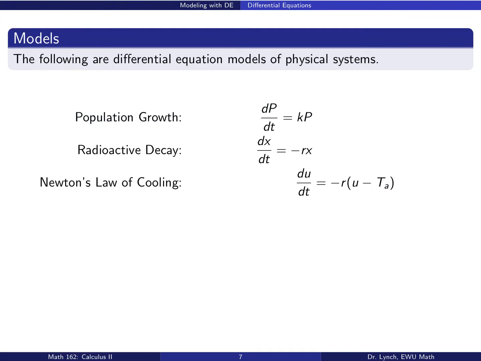Okay, sort of a summary of those three models. And again, here we see the unknown function having dependence on the independent variable implied, right? So in this first model, P of t is the unknown function. In the second model, x of t is the unknown function. And with my formatting a little bit off here, sorry about that, u of t is the unknown function in this example. Okay, so a little bit of modeling with differential equations.